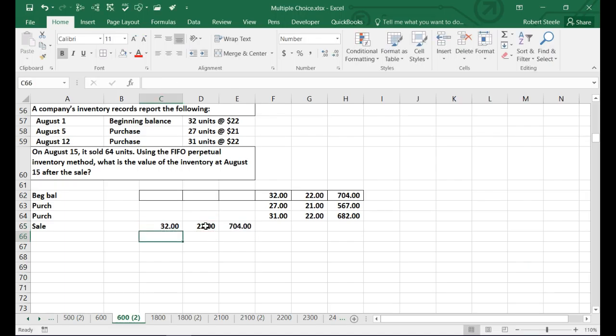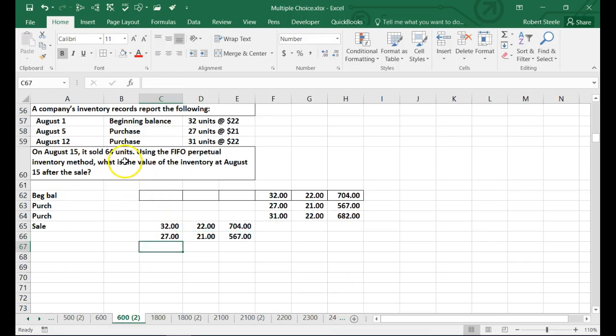And then we've got the 32 and the 27. That adds up to 59, which is still less than the 64. So we're going to take all that 27. It's going to be gone at 21 units. And if we multiply those out, then the cost of goods sold would include this amount.